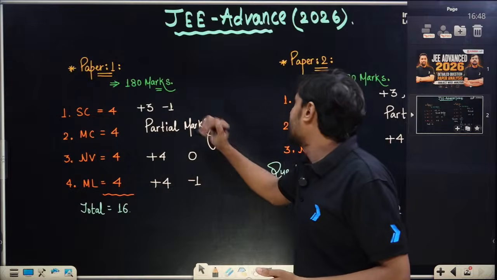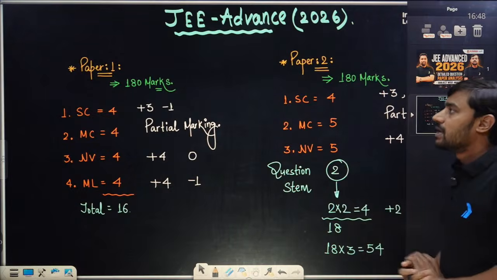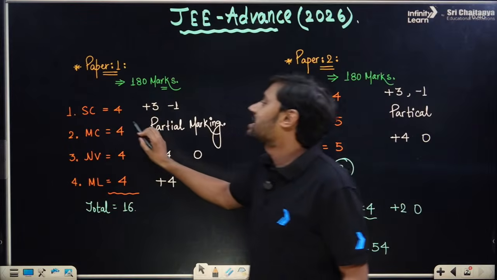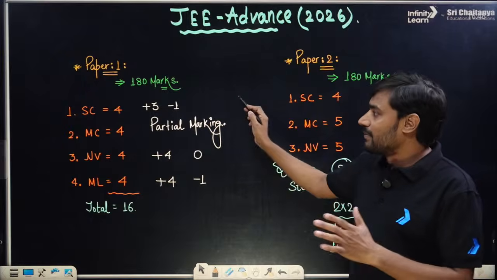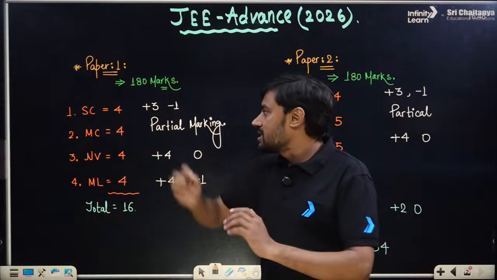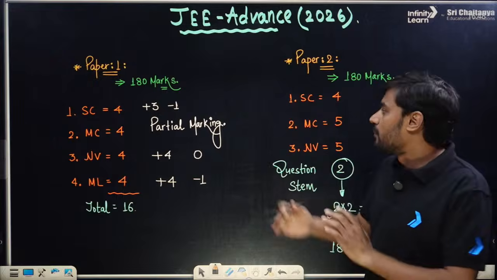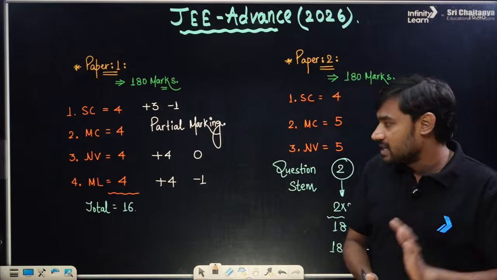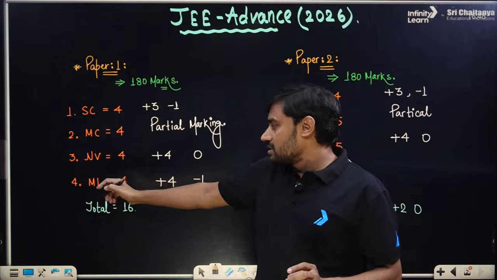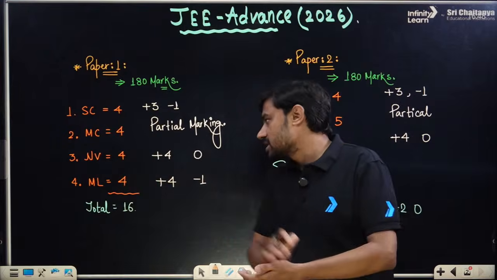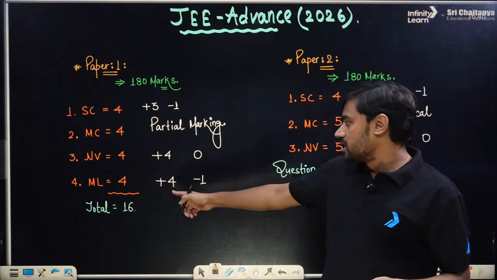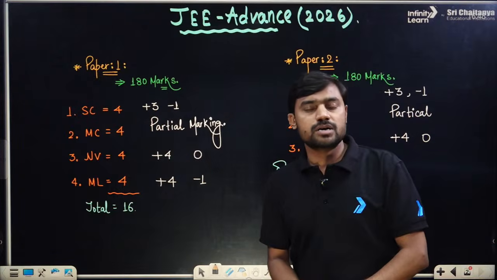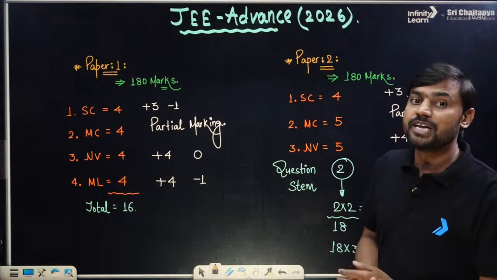Paper 1 contains 180 marks and paper 2 also contains 180 marks. Paper 1 has 4 sections. First is single correct, which contains 4 questions, plus 3 and minus 1. The second section was multiple correct, which has partial marking. Next was numerical value, in which there is no negative marking. And then matching list, in which each question contained 4 marks, plus 4 and minus 1. So the total was 16 questions in one paper, and 48 questions in the overall paper.